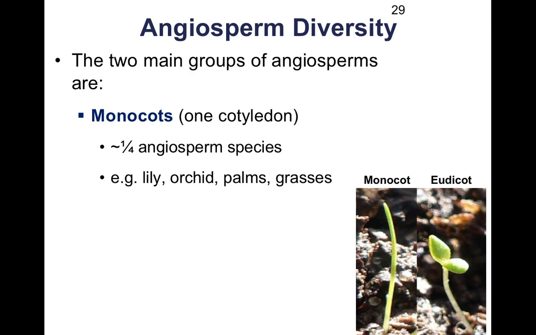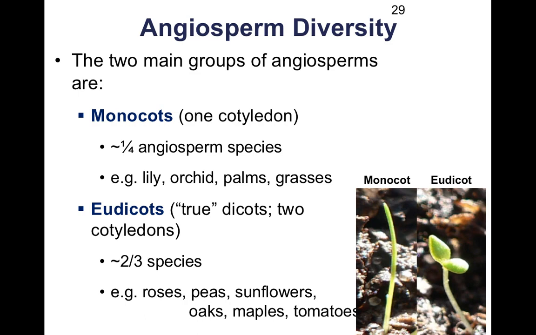Okay, just briefly, there are 2 main groups of angiosperms, the monocots and the eudicots. So the monocots and dicots are the 2 major classes of angiosperms. Monocots make up 1/4 of angiosperm species. They're going to include the lily, which is also the onion and garlic family. So lilies, daffodils, tulips, those are all the lily family. Orchids, palm trees, and grasses. Those are the 4 major groups of monocots. There's other ones, but the ones that you'd be most familiar with.